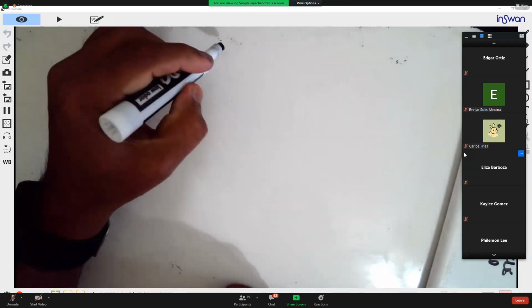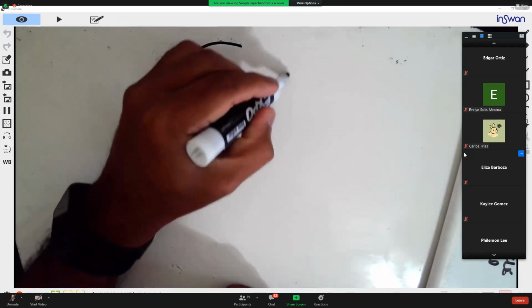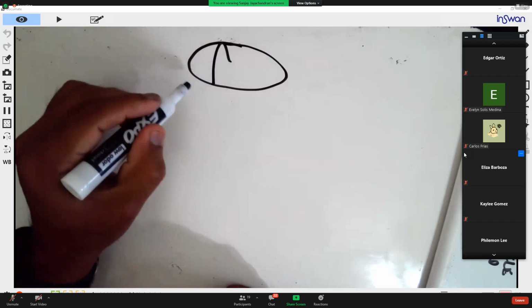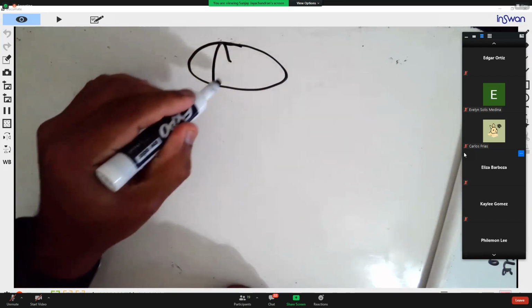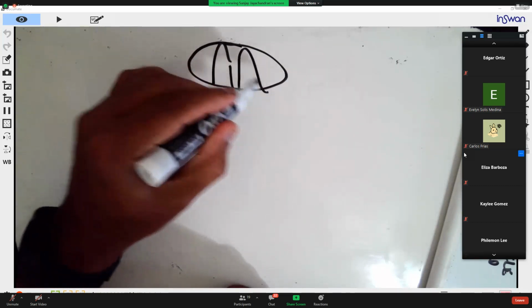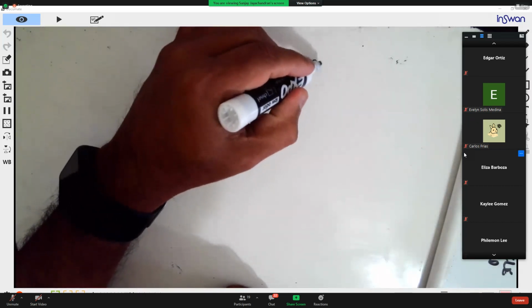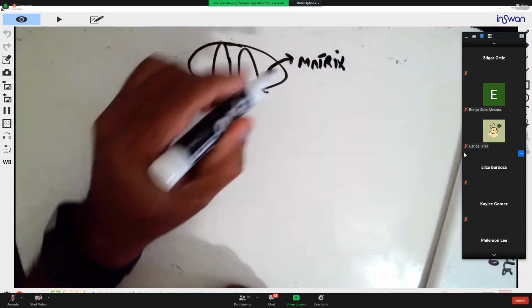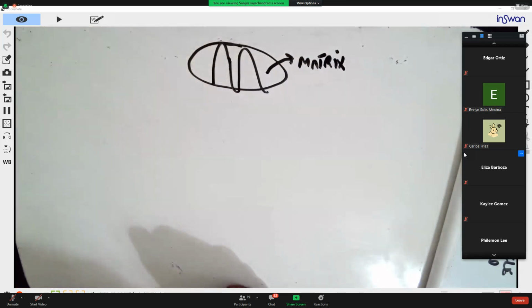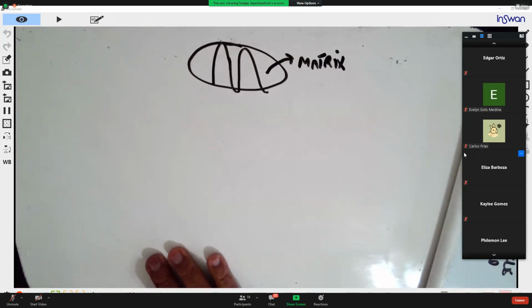So here's the mitochondria. It's got an outer membrane. It's got an inner membrane. This is the inner membrane. And the space between the two is called the matrix. So this is where Krebs cycle occurs. Again, there are a lot of reactions involved. I just want you to know what you put in and what comes out.